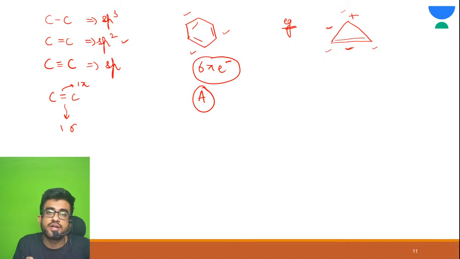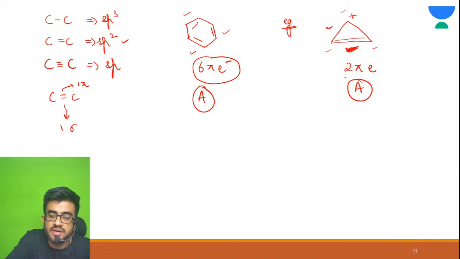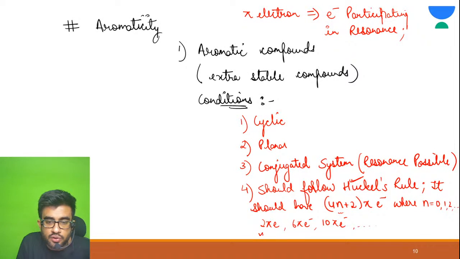Now we need to check pi electrons, the electrons which are participating in resonance. Only this pi bond is participating in resonance. This positive charge means it doesn't have any electron. So only this pi bond is participating in resonance, so it has 2 pi electrons. One bond means 2 pi electrons. So it is again aromatic. See, for 2 pi electrons also we have aromaticity.